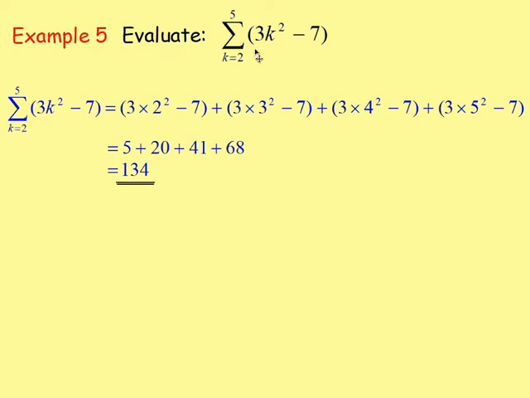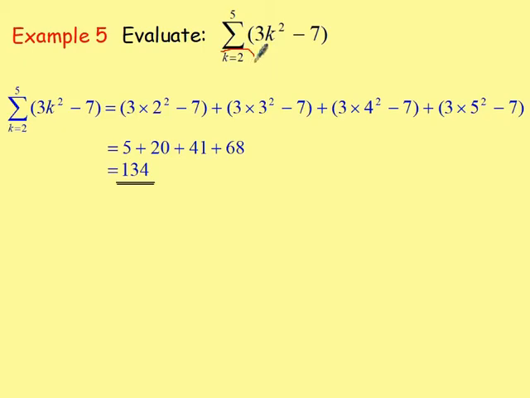Here we're evaluating the sum of 3k squared take away 7 going from k equals 2 up to 5. So first of all we take 3k squared take away 7 and you sub in 2. You sub that in there, so it's 3 times 2 squared take away 7. Then you sub in the value above that, sub in 3. Stick that in, so it's 3 times 3 squared take away 7. Then the value above that, so it's 3 times 4 squared take away 7. Then 3 times 5 squared take away 7.